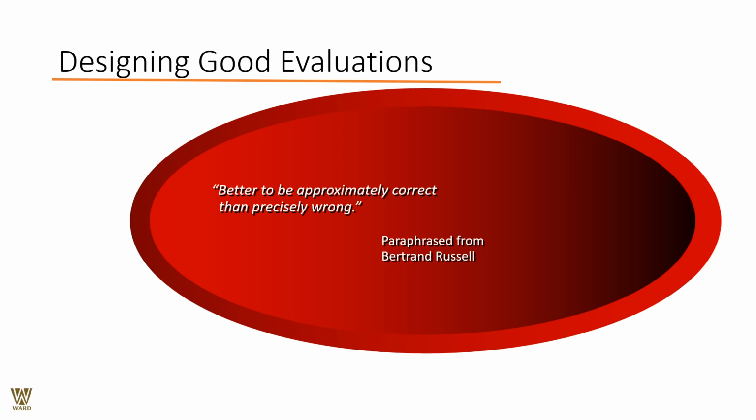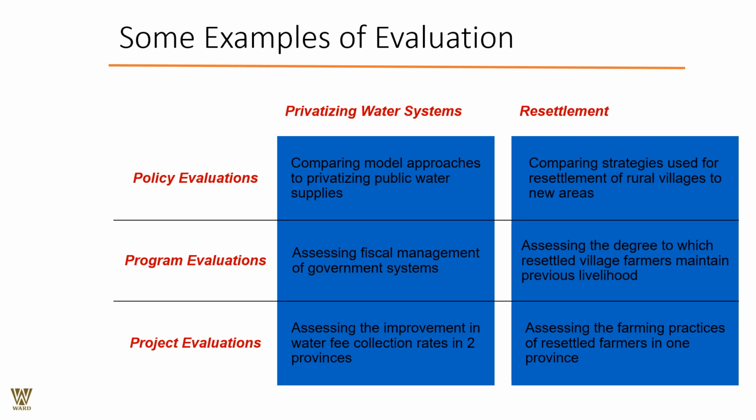Allow me to put it in a different fashion. What does Bertrand Russell say? Better to be approximately correct than being precisely wrong. And that is what we are trying to get across. Approximately correct rather than precisely wrong. Allow me to quote certain examples of evaluation.